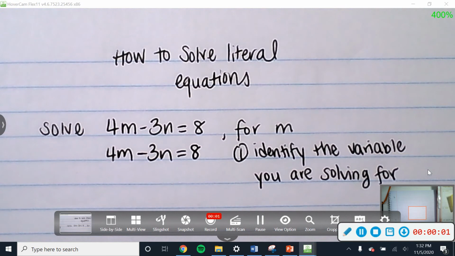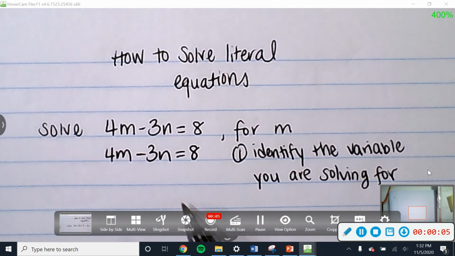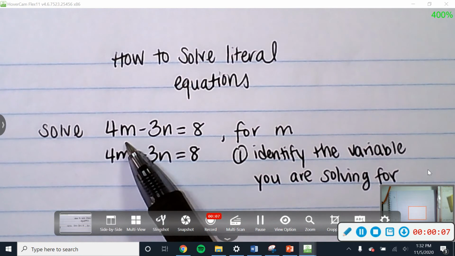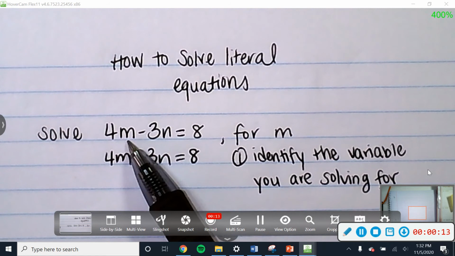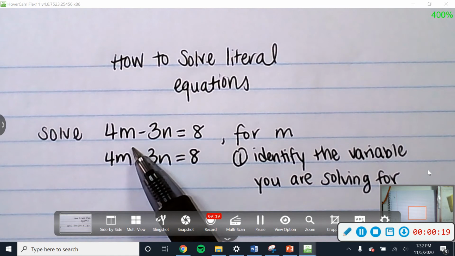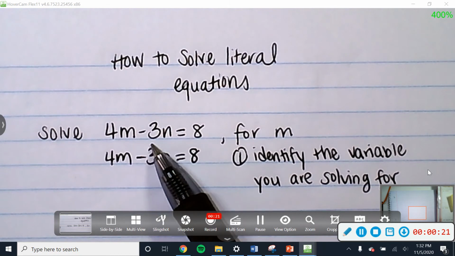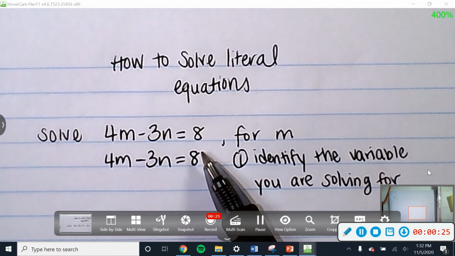So today we're going to be looking at how to solve literal equations. If you need to refer back to some older videos about how to solve equations with one variable, I suggest you watch that first. Otherwise, today we're going to be looking at equations that have two different variables. So our example here is solve 4m minus 3n equals 8, and we are solving for m.